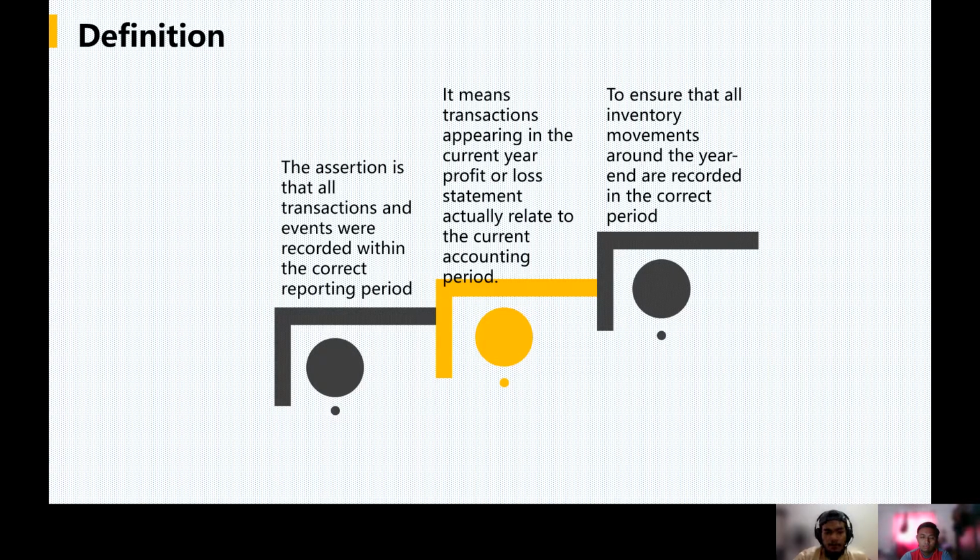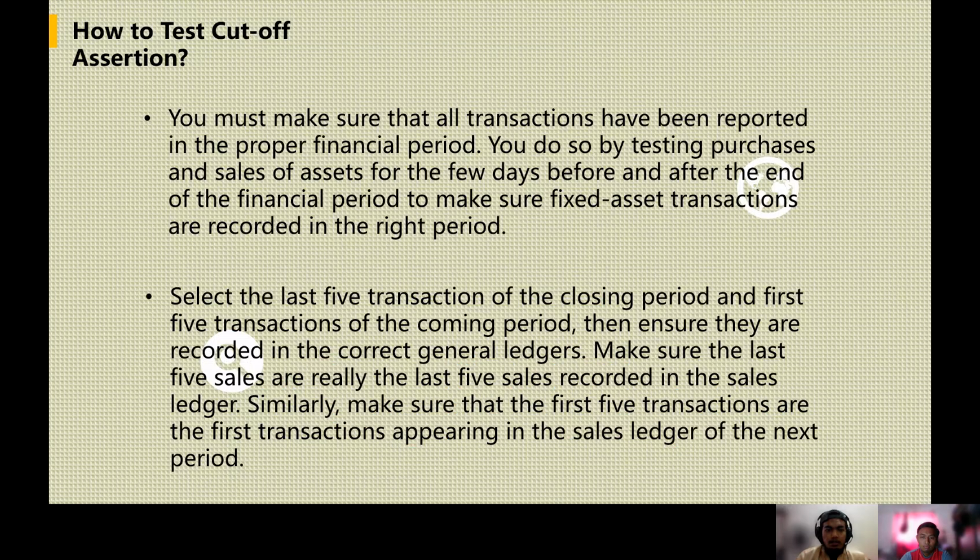The second part is how to test cutoff assertion. The first one is you must make sure that all transactions have been reported in the proper financial period. You do so by testing purchases and sales of assets for the few days before and after the end of the financial period, to make sure fixed asset transactions are recorded in the right period.